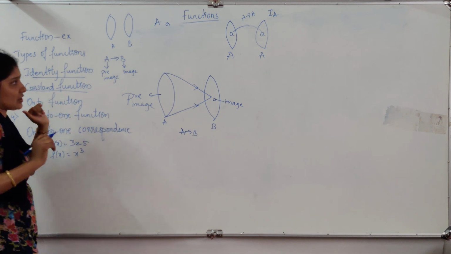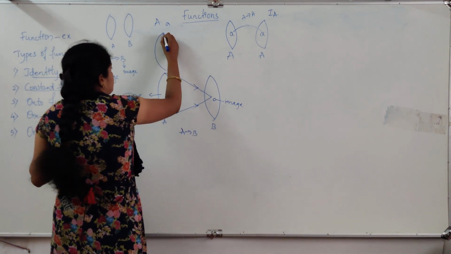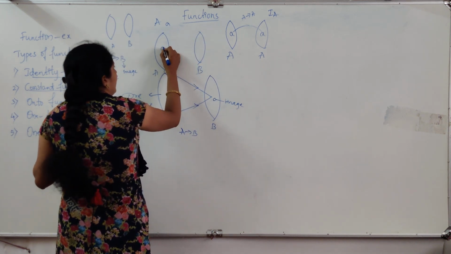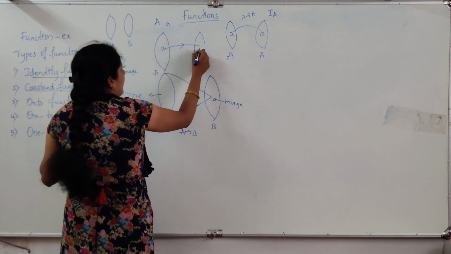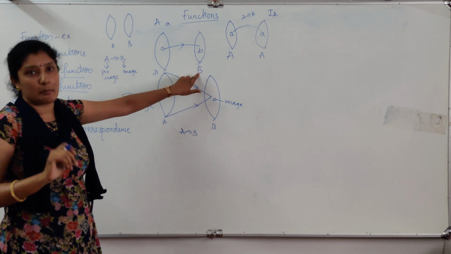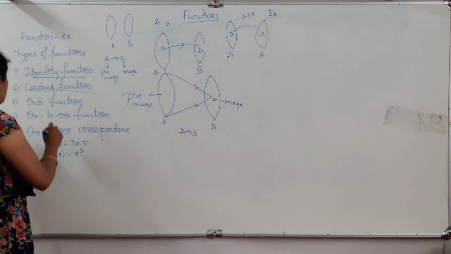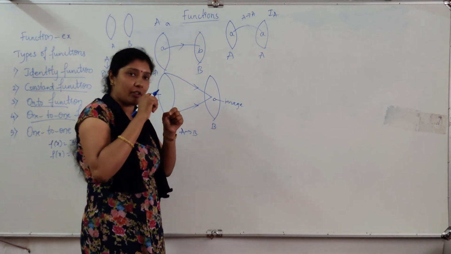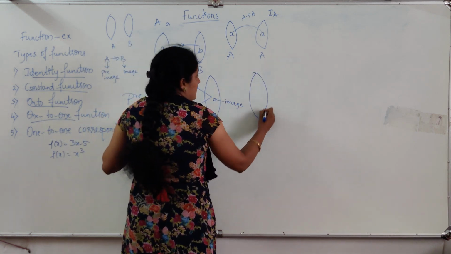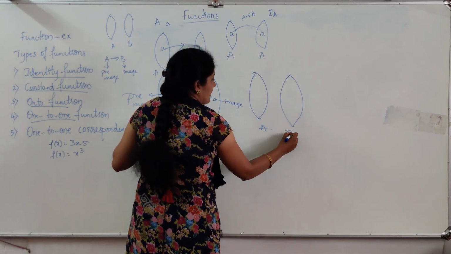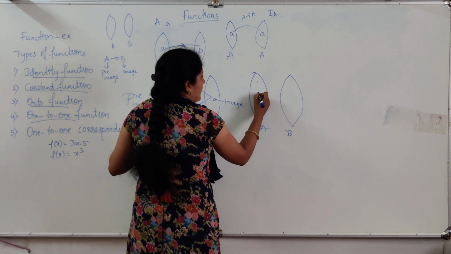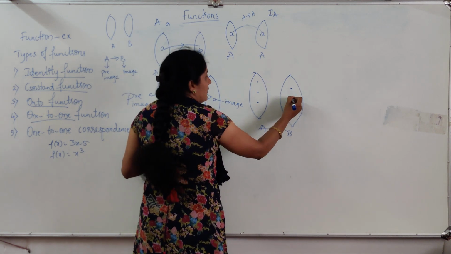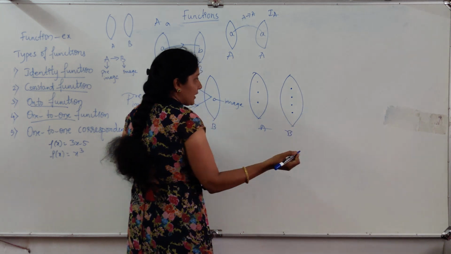Next, onto function. Onto function means, as usual, set A and set B. For every element b in set B, there is an element a in A, that is onto. Next, one to one. See, one to one means exactly from one to one. For example, there are 3 elements in A, and there are 4 elements in B.